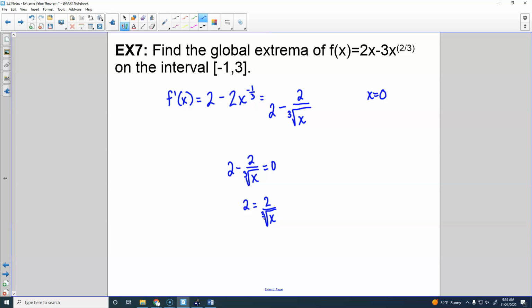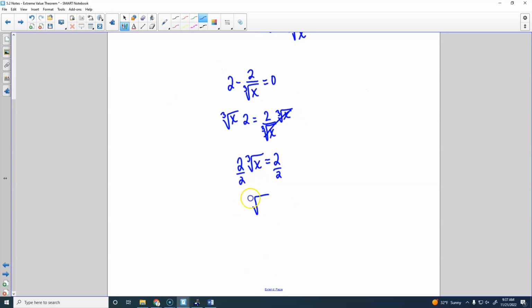Can I solve for a variable when it's in the denominator? I cannot. So I could multiply both sides by the cube root of x. And that will give me 2 cube root of x equals 2. Divide by 2. The cube root of x is going to equal 1. I would have to cube both sides, so x equals 1.